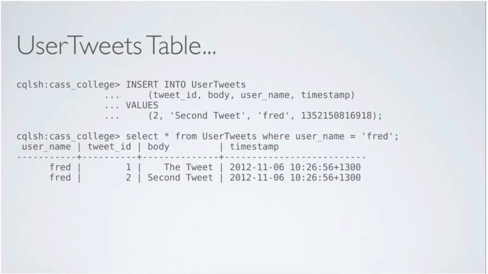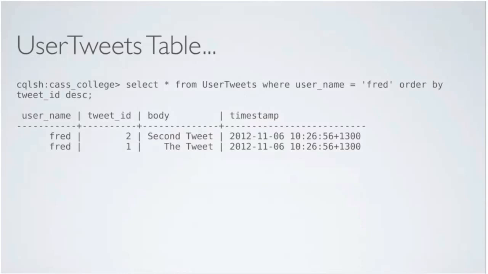So let's put in another tweet. If I add a second tweet now and we do select star from user tweets where username equals Fred, you can see I've returned the two tweets that we put into Fred's user tweets row, but their order doesn't really feel right to me. Their order should be reversed. So I can add on to that select clause, order by tweet ID descending. Now I get them back so that the second tweet is first in the row.